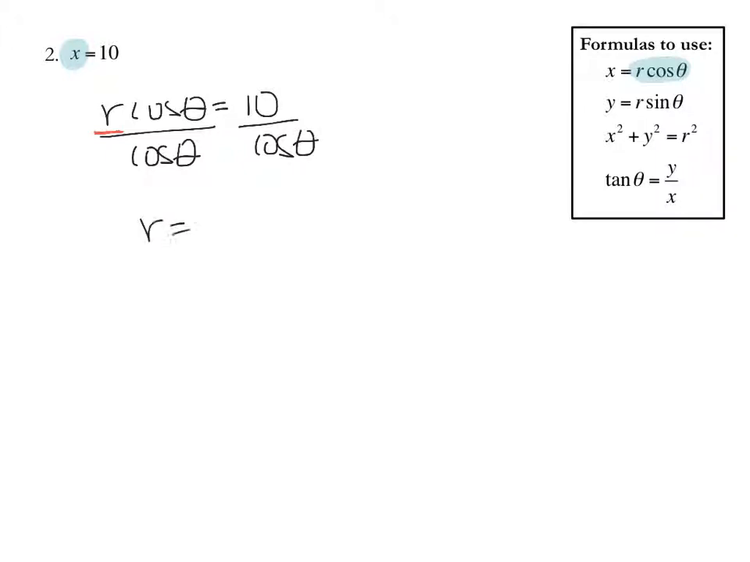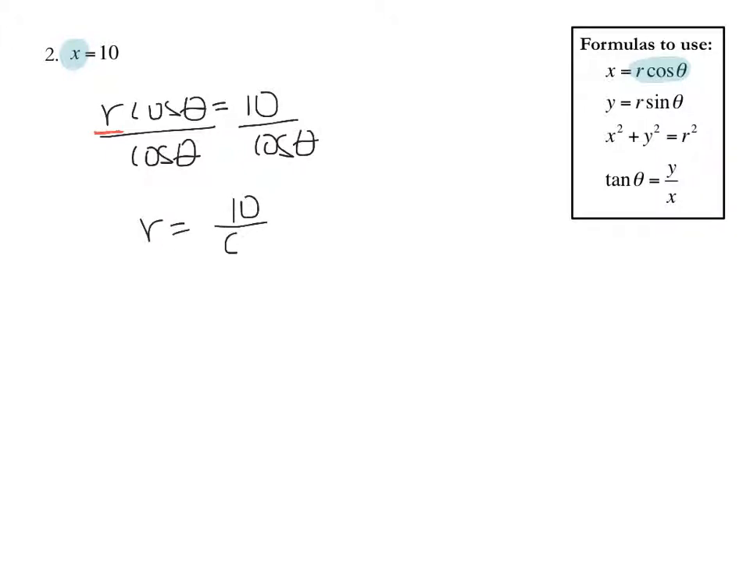Let's try another one. In number 2, we have an x value here. We have that x is equal to 10. So I'm going to look and see. I know x is equal to r cosine theta. So I'm going to plug that in. So we're going to r cosine theta is equal to 10. And remember, your goal is to solve for r, is we want to get r by itself. So if I want to get r by itself, I have to divide the cosine to move it to the other side. So we'll divide by cosine.